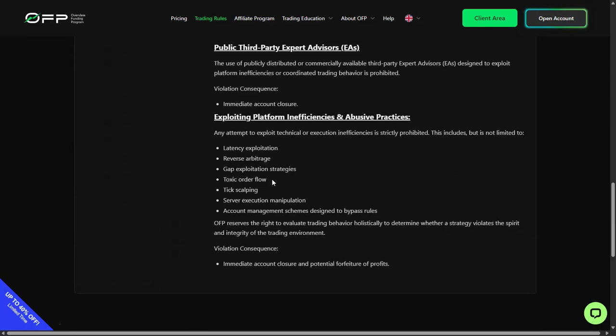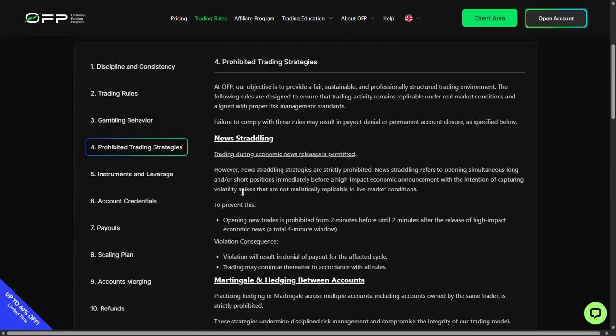And toxic order flow, other things, I'm not going to explain it further, but they are already as simple as it is. This is not allowed. Gap exploitation, everyone knows what a gap is. Toxic order flow is when people tend to use seconds time frames, then scalp on a huge volume to capitalize on everything there. So this is not actually allowed.